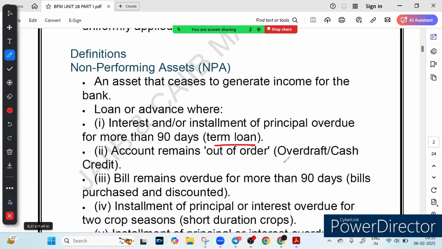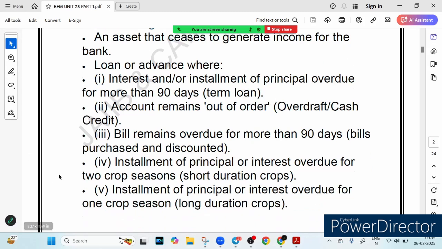Second thing is that suppose you have given overdraft or CC, that is cash credit. So suppose an overdraft which stays out of order. What is the meaning of out of order? It means that there is no proper credit activity in this particular CC account or overdraft account. In that case also, this CC account will turn NPA.